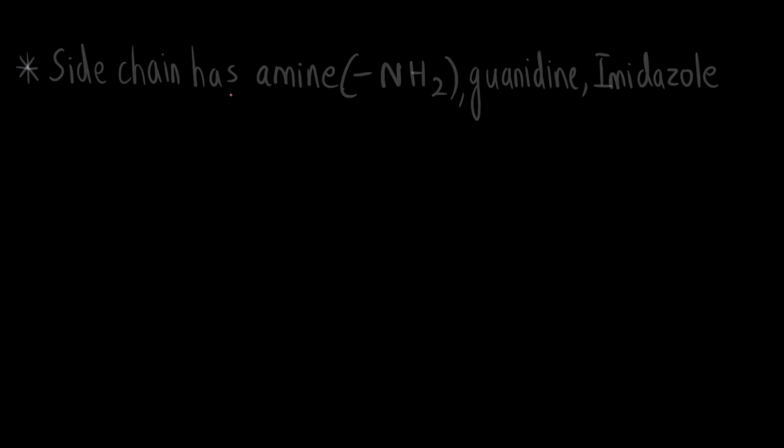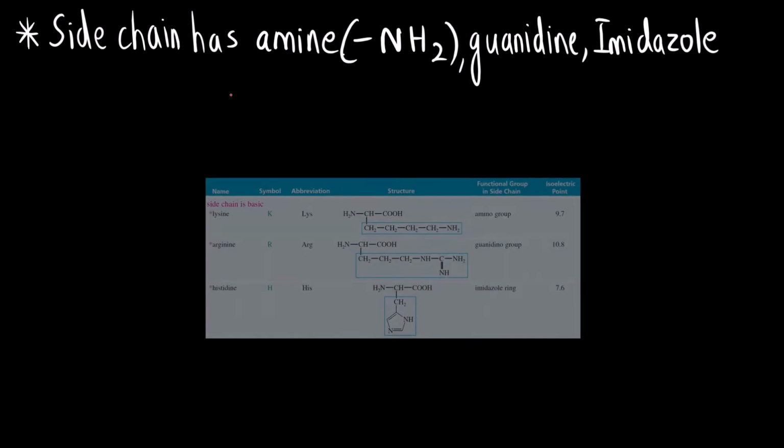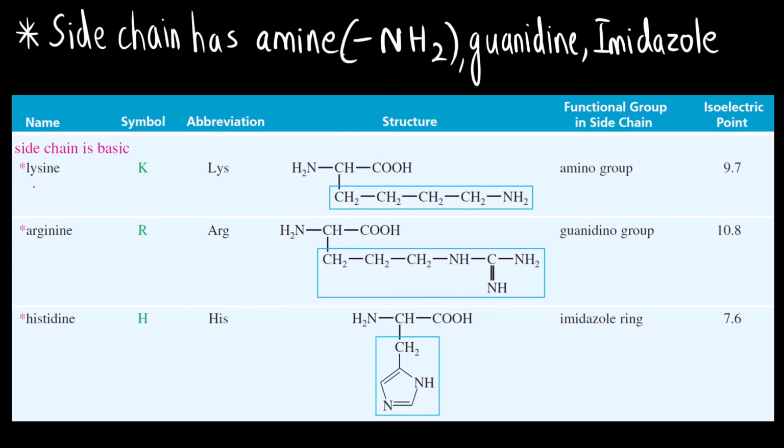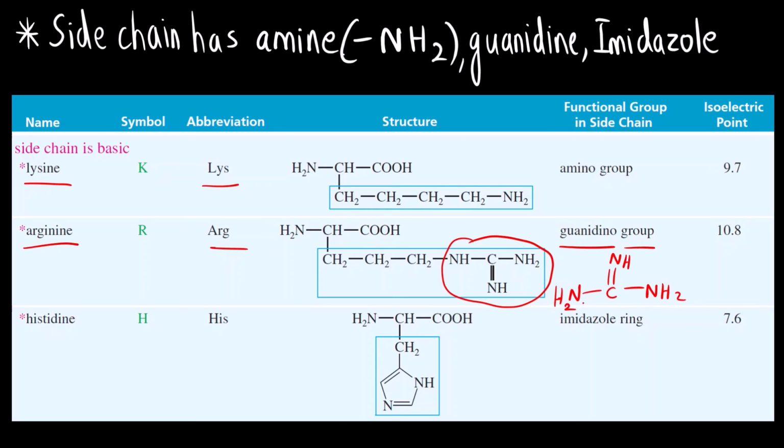The last one is side chains having amine, guanidine and imidazole. The side chain having an amine functional group is lysine, LYS. Arginine contains which functional group? It is called a guanidine functional group. What is the guanidine functional group? Double bond NH, NH2, NH2. This is guanidine, and here it is a substituent of guanidine, where one of the hydrogens is replaced by this entire group. So this is an amino acid having a guanidine group in the side chain.